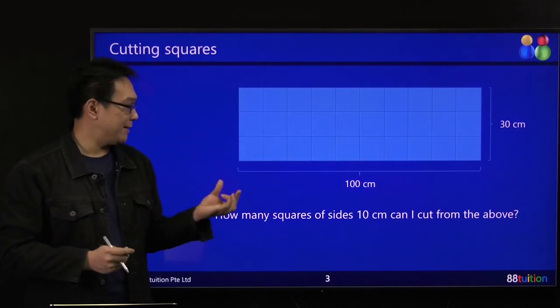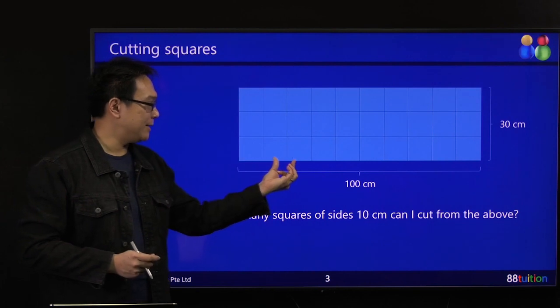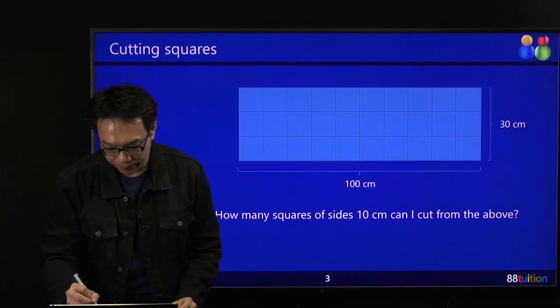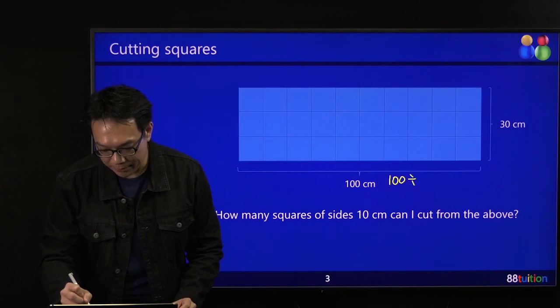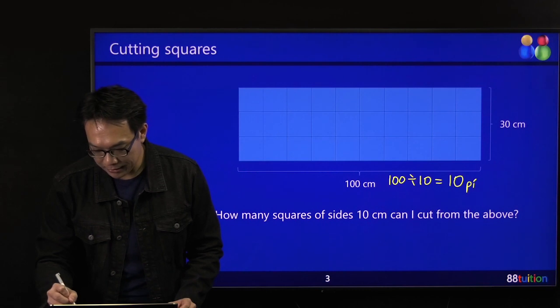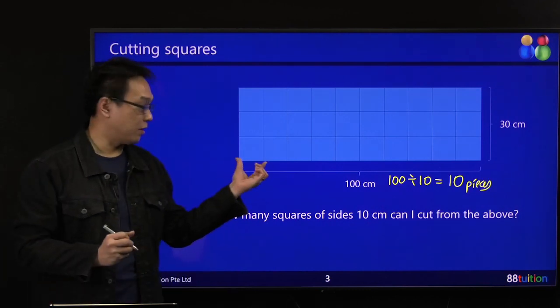If one square is 10 cm, down here is 10 cm, 10 cm, 10 cm, 10 cm, and so on. Inside your 100 cm length, how many 10 cm are there? So there are 10 pieces. Can you see? There are 10 pieces of this.